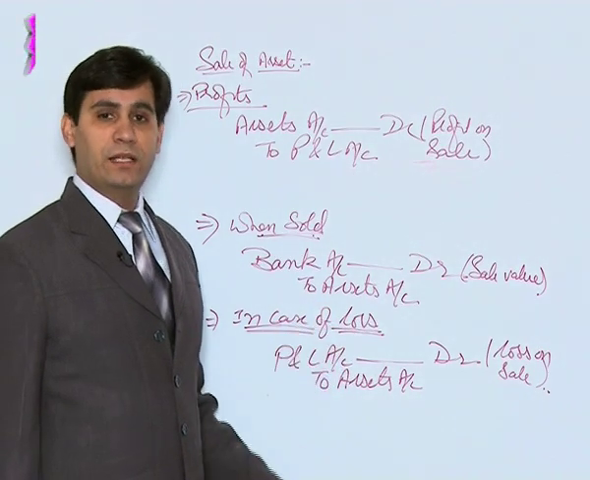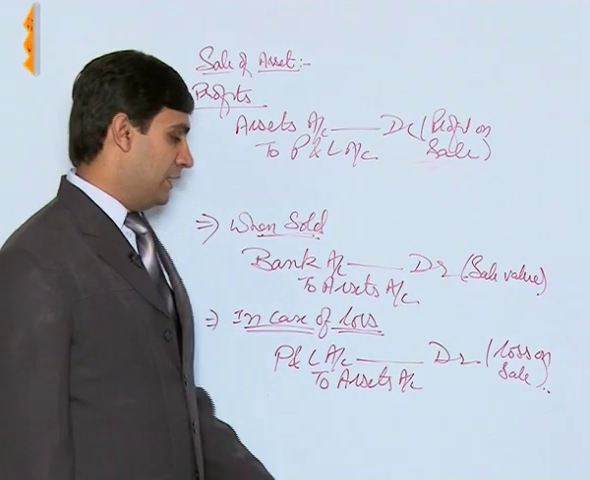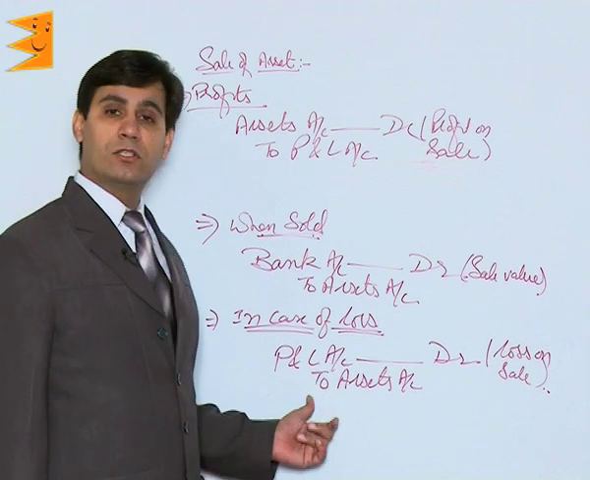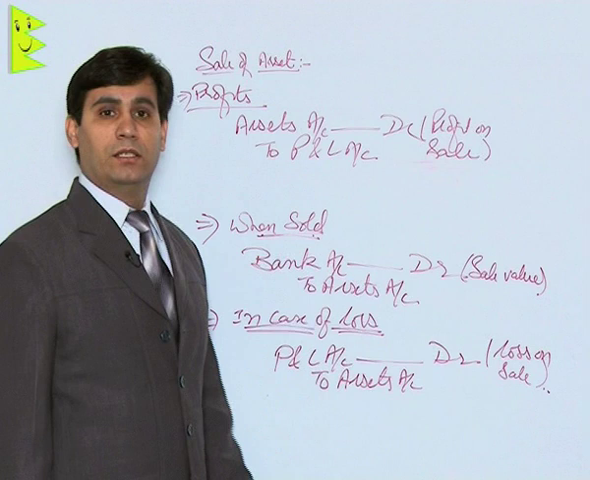Then during the sale, it is quite possible that you incur a loss or you make a profit. So in case there is a loss, the entry would be profit and loss to assets, and in case there is profit, the entry would be assets to profit and loss.